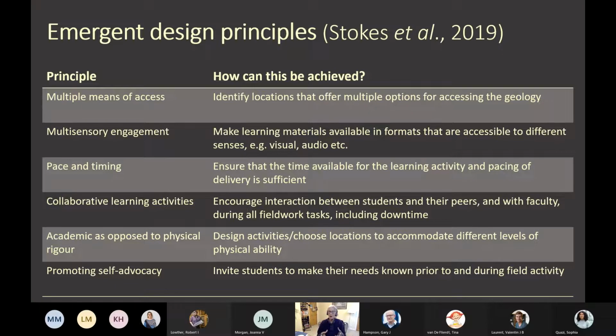So focus on the learning rather than how many different outcrops or hills the students can run up in a single day. And promoting self-advocacy, so invite students to make their needs known prior to the field activity. So we did that. What we then needed was an opportunity to put this into practice.